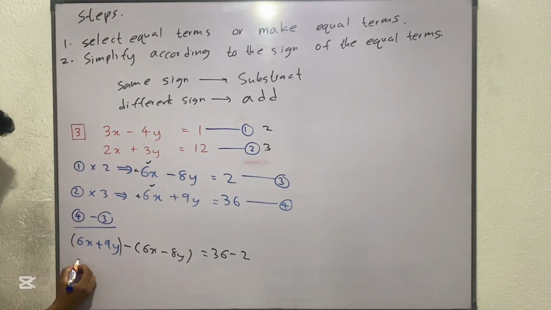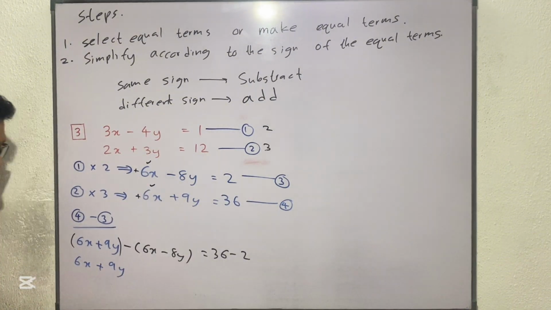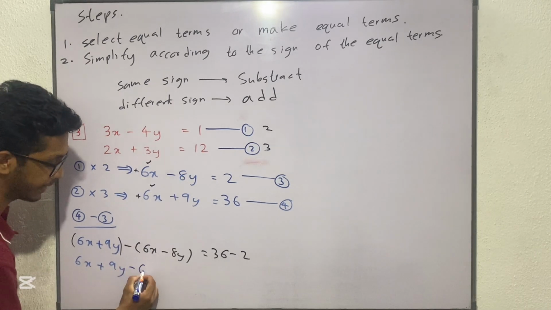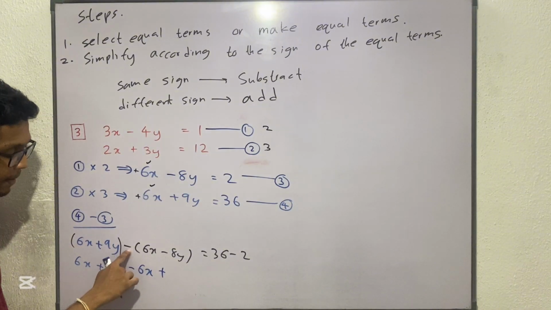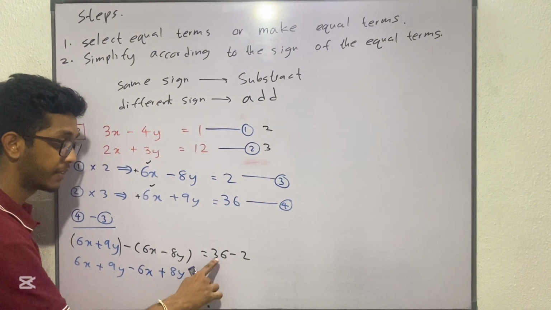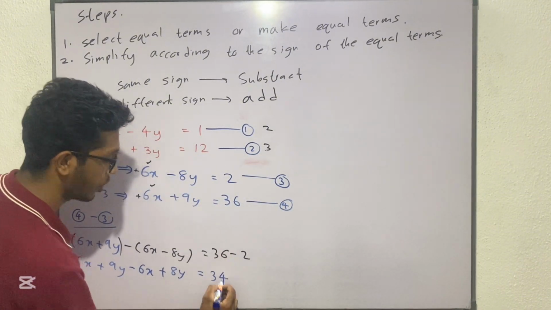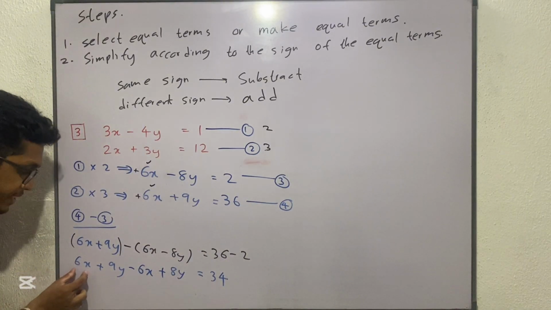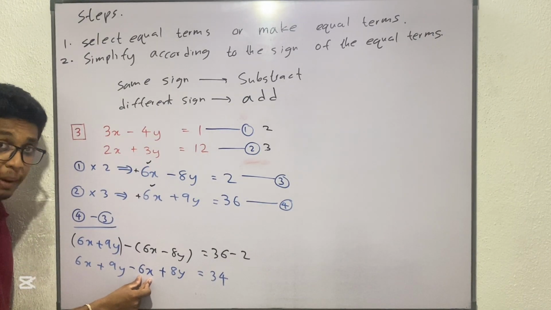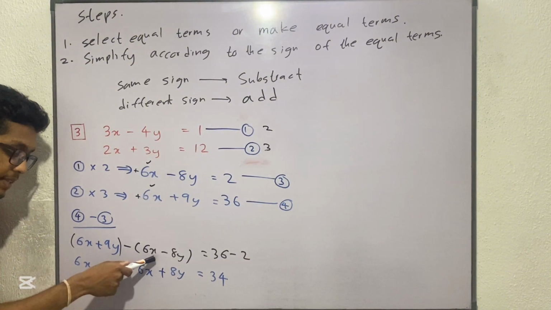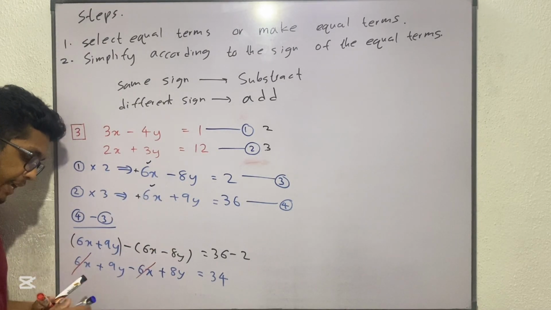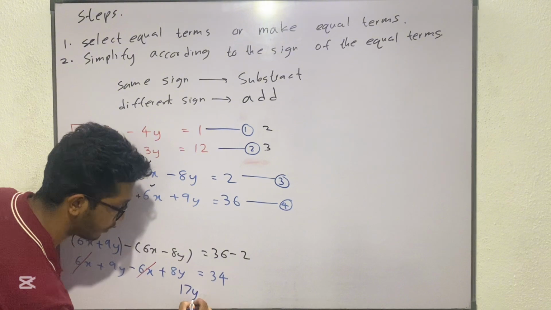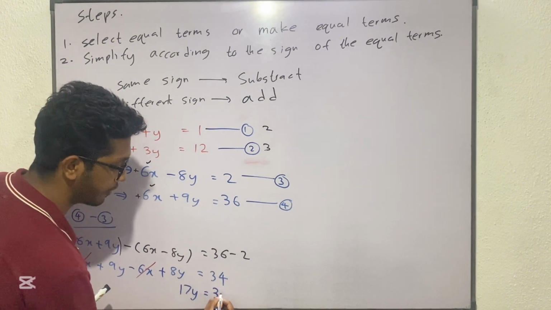Then I am going to remove brackets. 6x plus 9y, minus into plus you get minus. Minus into plus again you get plus. 8y equals 36 minus 2, that is 34. Then we have 6x here, and here we have minus 6x. So plus 6x and minus 6x get cancelled. 9y plus 8y we get 17y. That is equal to 34.